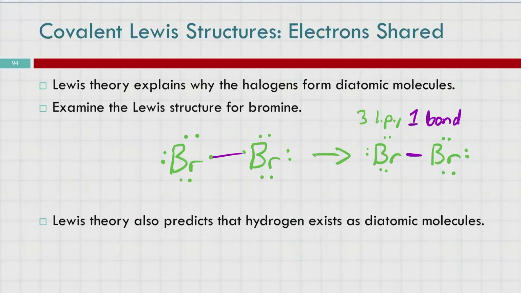So for those of you keeping track, how many valence electrons does each bromine have? What's 6 plus 2? 7? No, 8. 6 plus 2 is 8. Each of these bromines has a full octet.